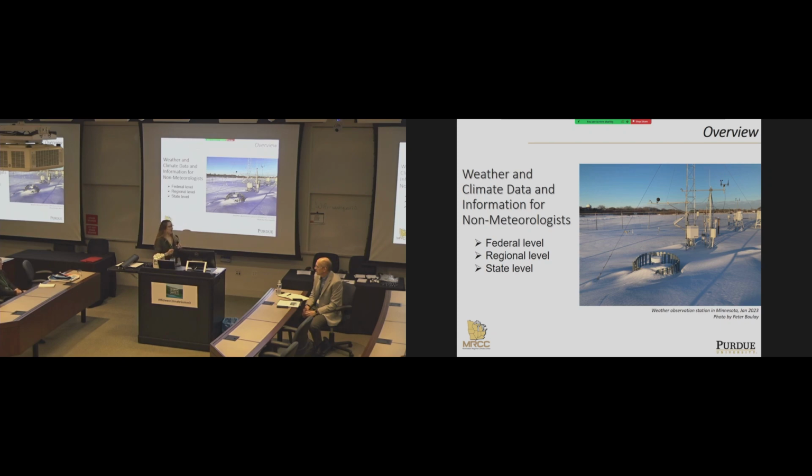And so we can really think about this as weather and climate data for non-meteorologists. Do I have any meteorologists in the room besides myself? Got one, okay. It still will be helpful for you, I promise. Okay, good. That was the audience I was going for, weather and climate data for non-meteorologists. And maybe one meteorologist.